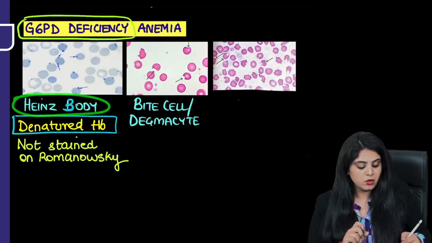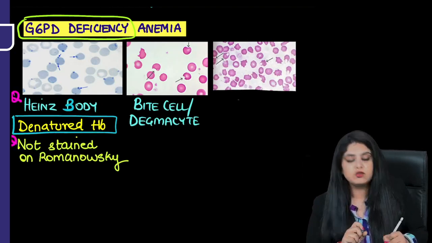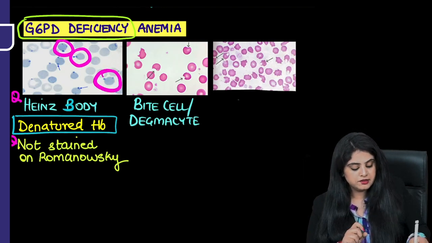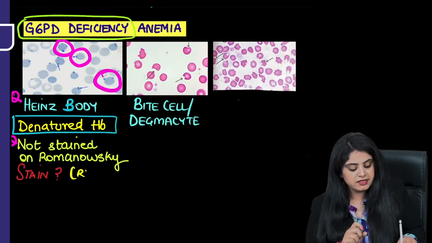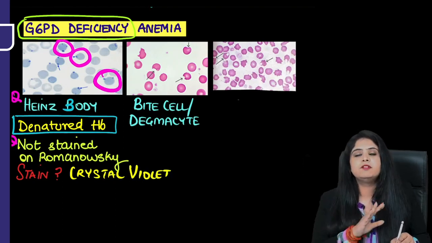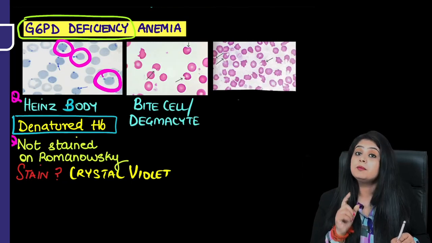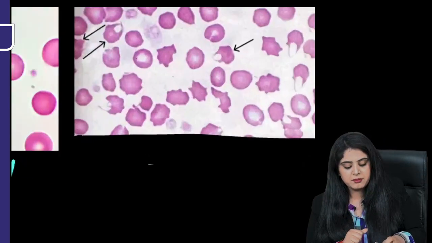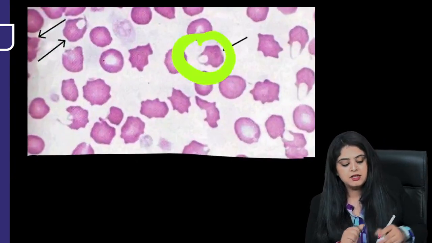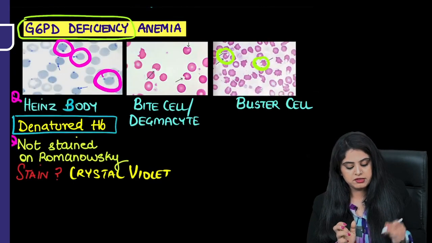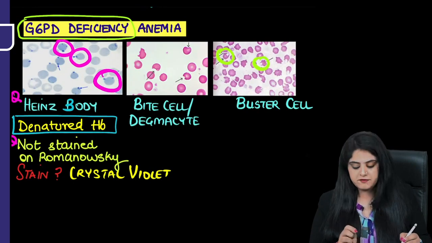They ask you which is the body which is not going to be stained on Romanovsky stain, that is Heinz body. So what stain have I used over here? This is the famous crystal violet stain. Very important PYQ. Heinz body is made up of bad hemoglobin. Denatured hemoglobin will not take up the normal stain, it will take up crystal violet stain. Okay, so Heinz body will be seen, bite cell will be seen. Sometimes the bite cell starts looking like a blister. It is a variation of the bite cell. So some people also say that blister cells can be seen in G6PD deficiency.